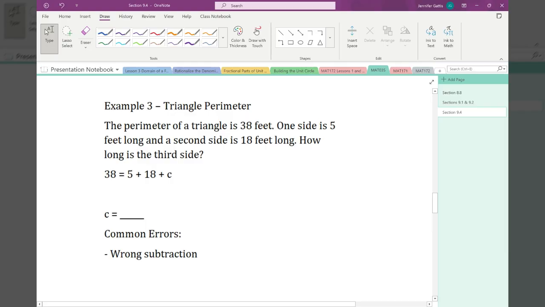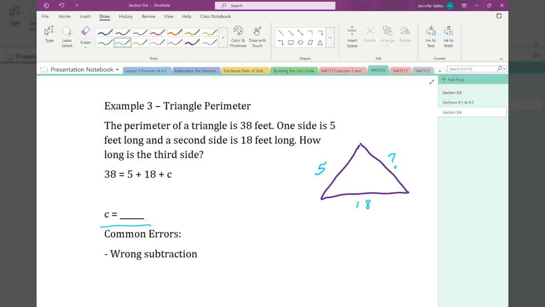Now, perimeter of a triangle. So we need to recall, if we have a triangle, perimeter is the sum of all of the sides. Well, one of our sides is 5 feet, and the other one is 18 feet. And we don't know what this is, but we know that the total is 38. So take a minute and see if you can figure out that third side. And hopefully you've come up with that third side is 15 feet. Labels are important, everyone. Okay?